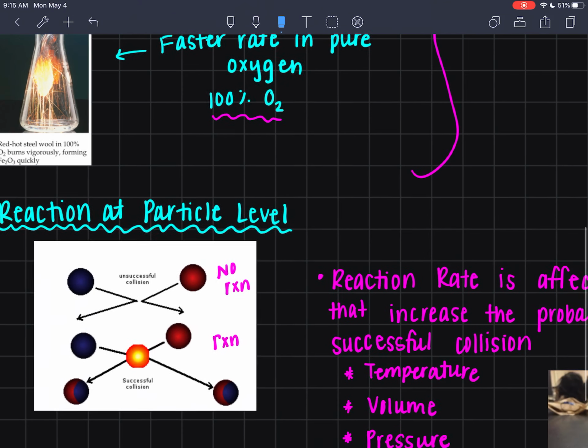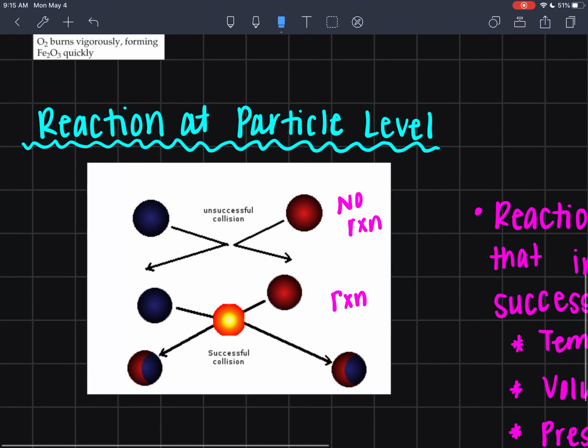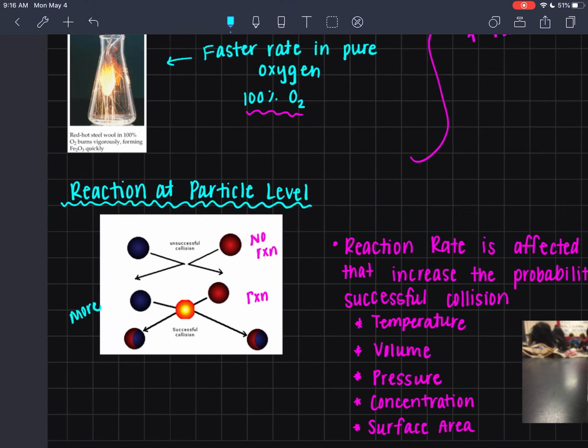So why is that? When I look at my particle representation of a reaction, it becomes quite clear. When I am having a reaction between particles, what's happening is those particles are colliding in just the right way with just the right amount of energy to produce a compound. If they don't collide perfectly, then they don't successfully produce a compound. So we've got an example of an unsuccessful collision and a successful collision. Our goal with a reaction is to have more successful collisions. So any factors that will increase the probability of a successful collision are going to increase the rate.